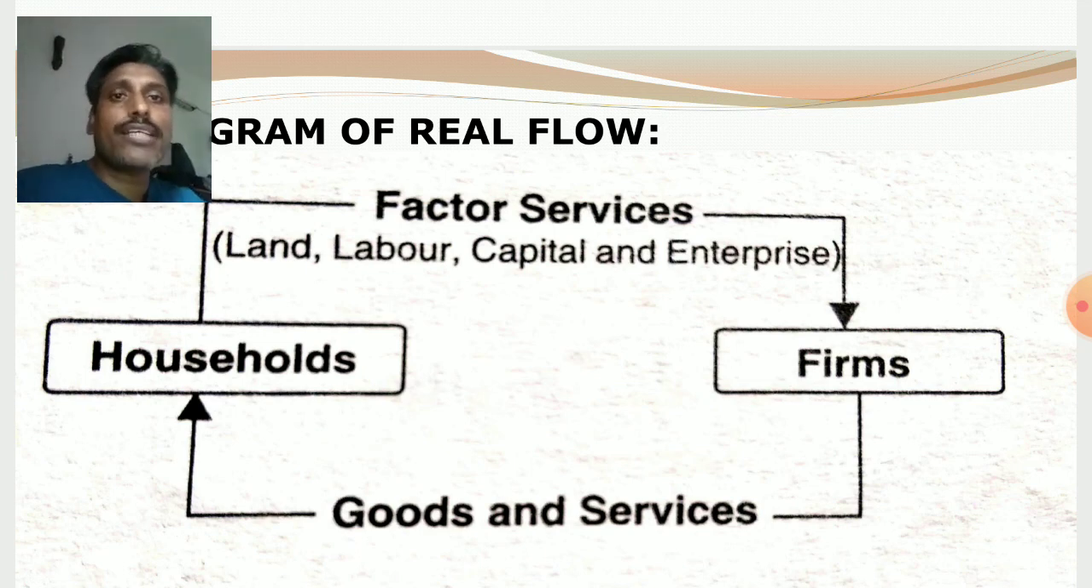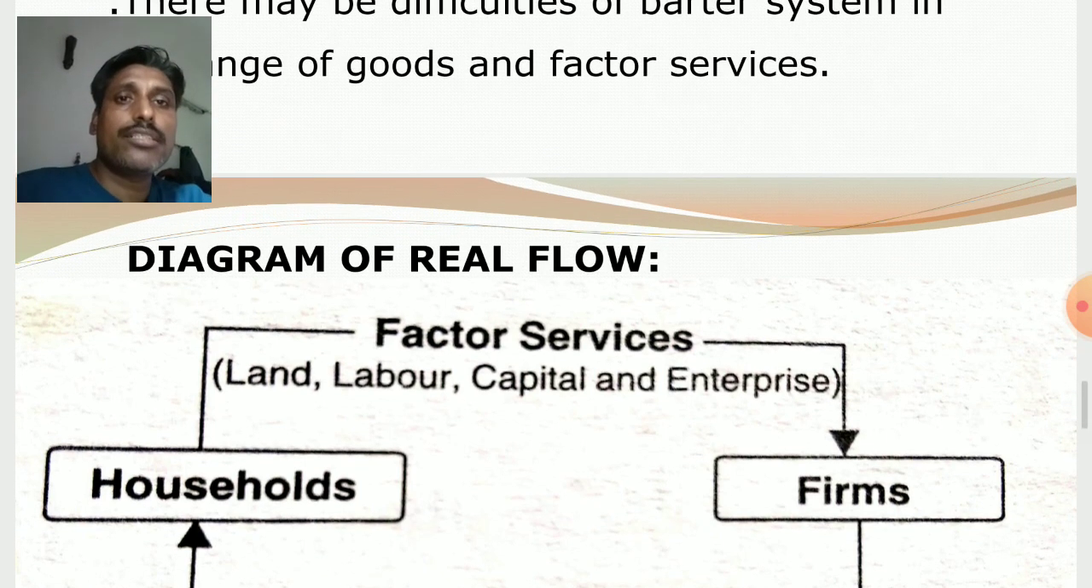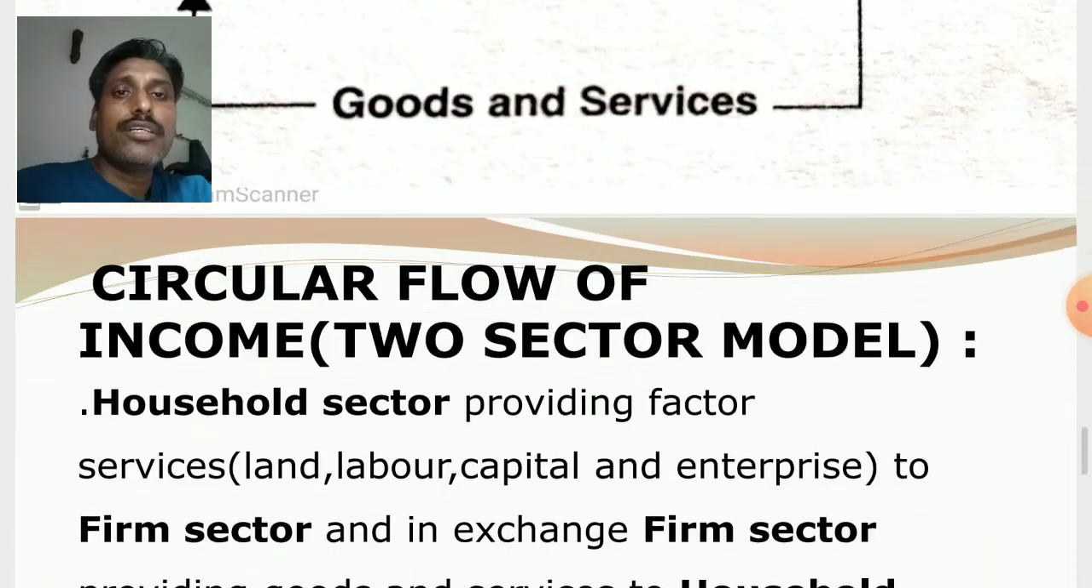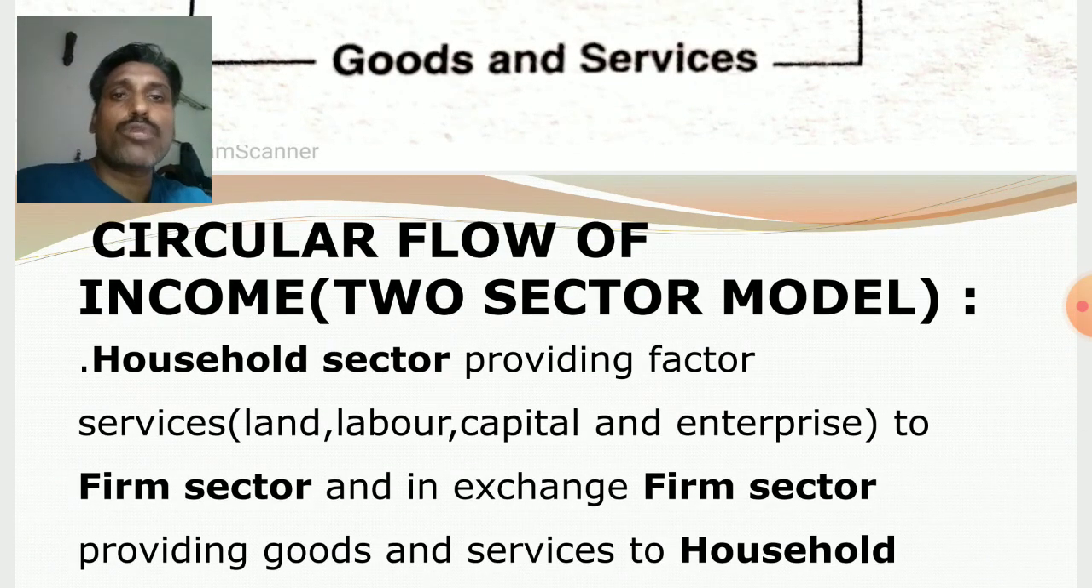So here there is no exchange of money, only an exchange of goods and services. So real flow is the flow of goods and services between the farm sector and household sector. See, it is the diagram. Clear? Next one, two sector model circular flow of income.